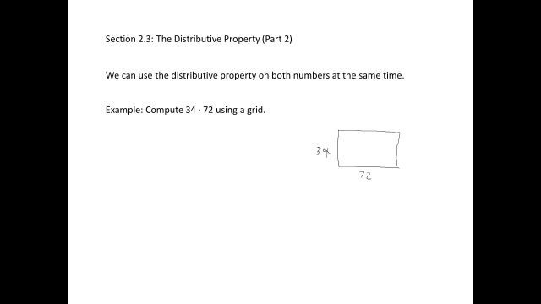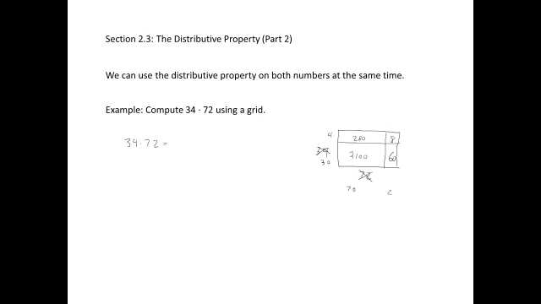So we'll break up the 34 into 30 and 4, and then the 72 as 70 and 2. Now when we look at all these different boxes, we can see that this one right here is 30 by 70, which is 2,100. The one to the right of that is 30 by 2, which is 60. The one on the top left is going to be 4 by 70, which is 280. And the top right is going to be 4 by 2, which is 8.